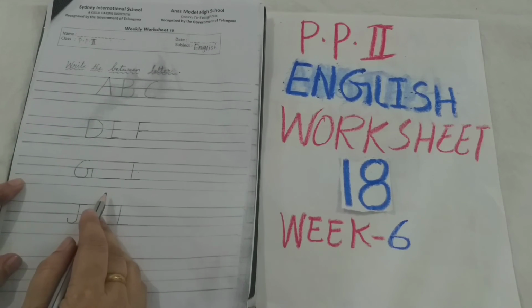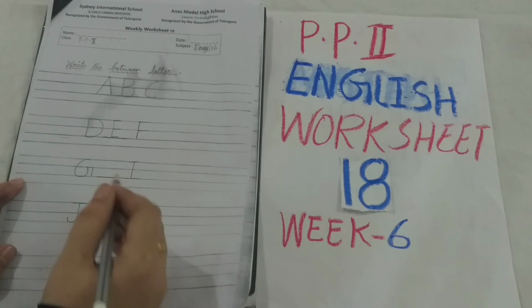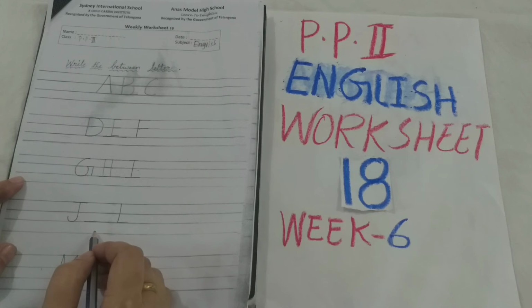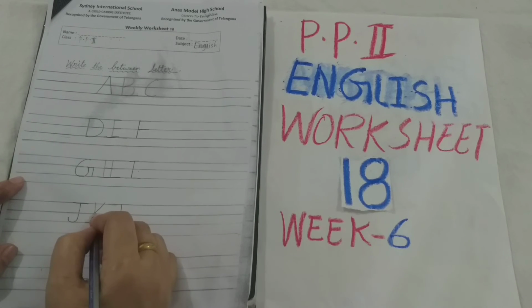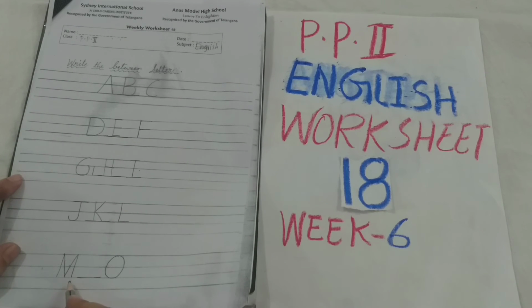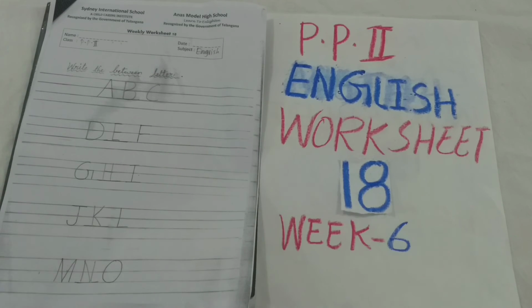G dash I. So G after, before I. Which one is the correct letter? H. Write here capital H. J dash L. So which one is the correct letter? Tell me fast. K. Okay. K is the correct letter. Write here in the dash. Now M dash O. M after, before O, which letter is going to be written? We have to write here N. Capital N. Now turn the page.